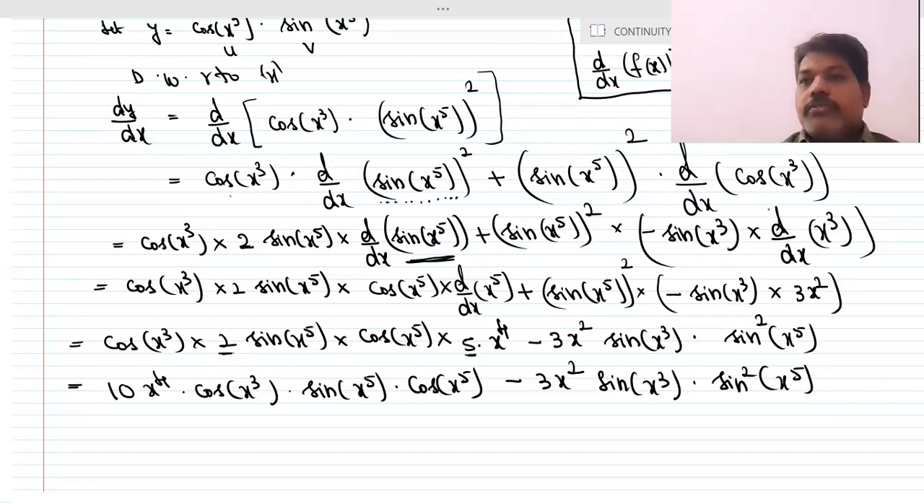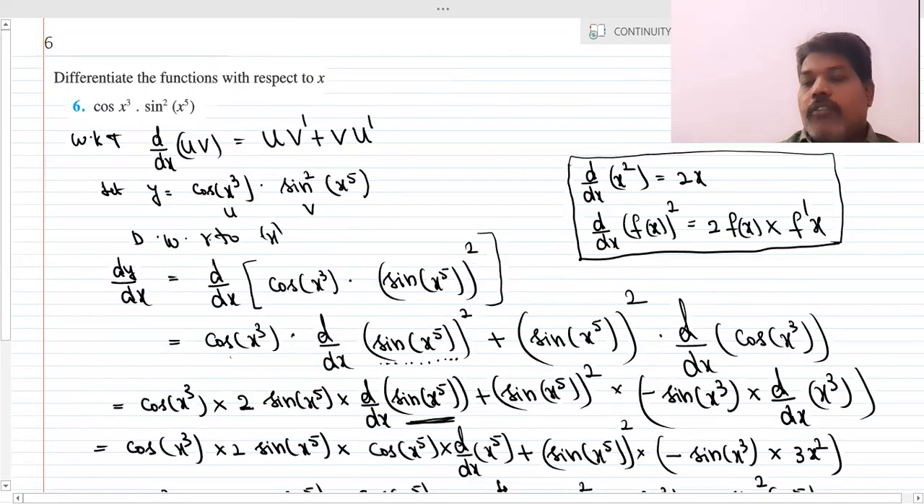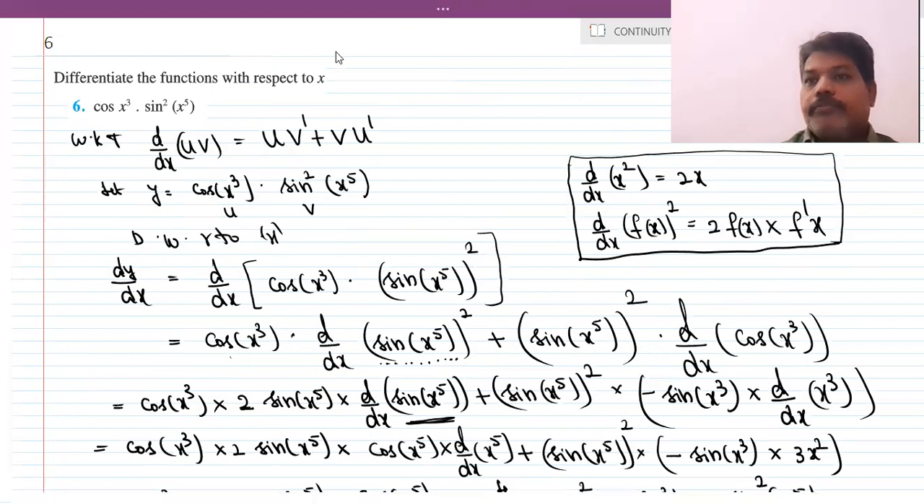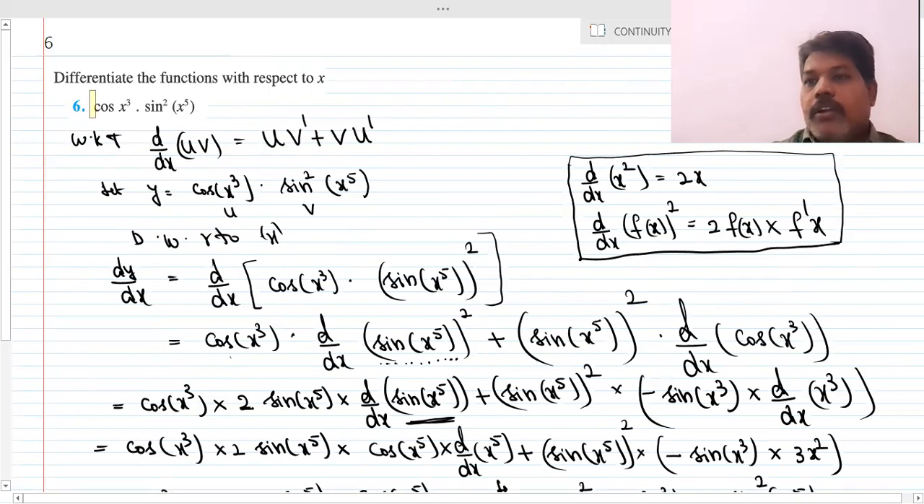See that question, students, what are the conditions we apply here? First you have to understand that the given problem is in the form cos of x cube into sine of x power 5. So first we have to understand that the problem is in the form of the derivative of uv.